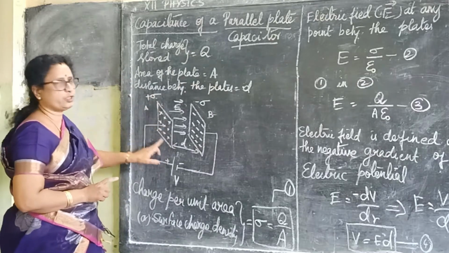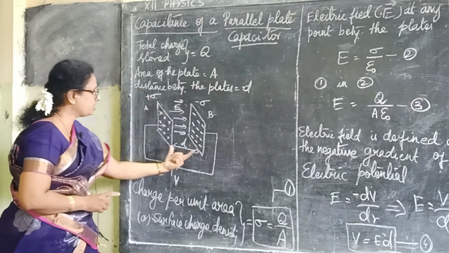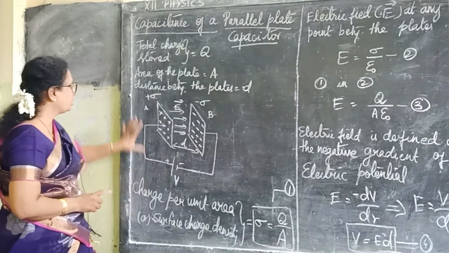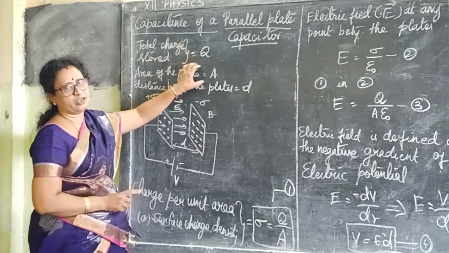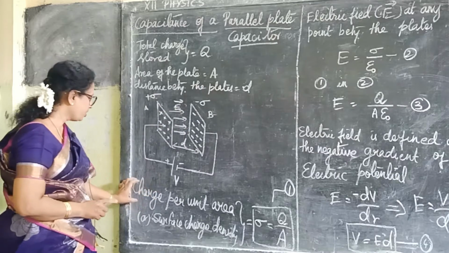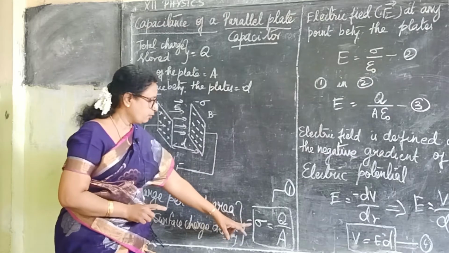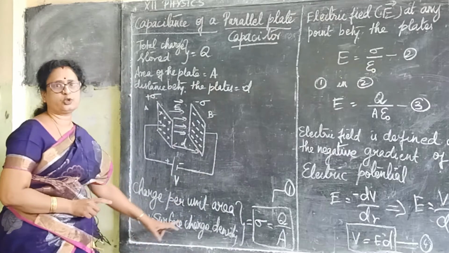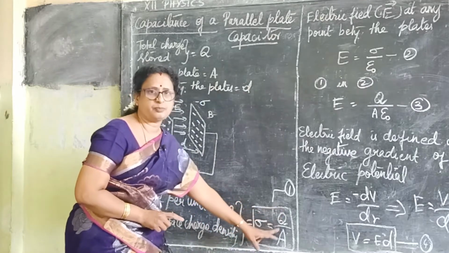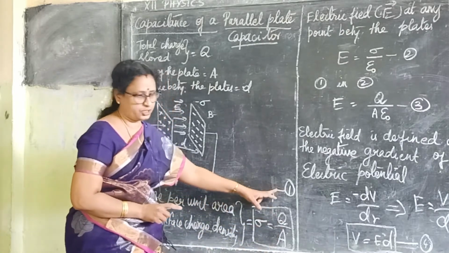The area of the plate, let us assume the area of the plate as capital A. Now, the distance between the two plates, we take it as small d. So, once we know the total charge and area, we can write the surface charge density, that means charge per unit area, which we have already learnt in the initial part of our lesson. Surface charge density is denoted by the letter sigma. Sigma is charge per unit area, that is sigma is equal to Q by A. You name it as equation 1.